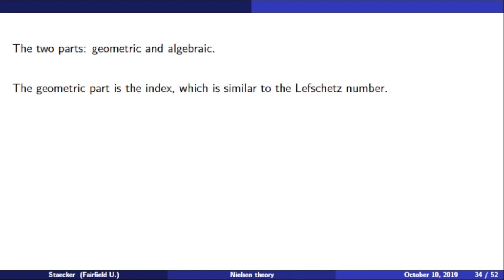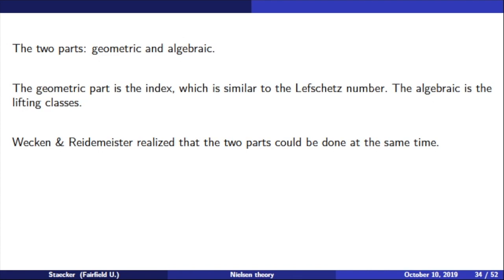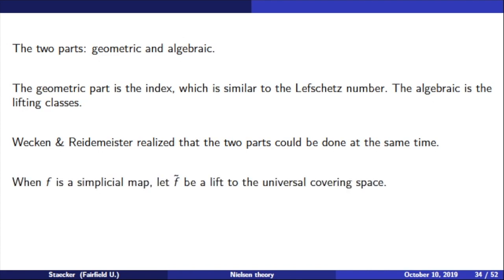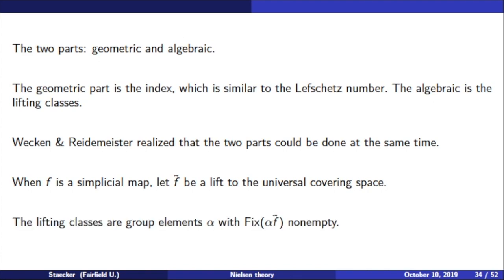All right, so there's two parts, the algebraic and the geometric. The geometric part is the index. The algebraic is the lifting classes. Actually, Wecken and Reidemeister realized that you could do these two parts at the same time. This is a little weird, but it's a powerful thing. So when f is a simplicial map, let's let this be some lift to the universal covering space, just like before. And, like I said before, they're called the lifting classes or the Reidemeister classes. They are the group elements for which this fixed point set is non-empty.